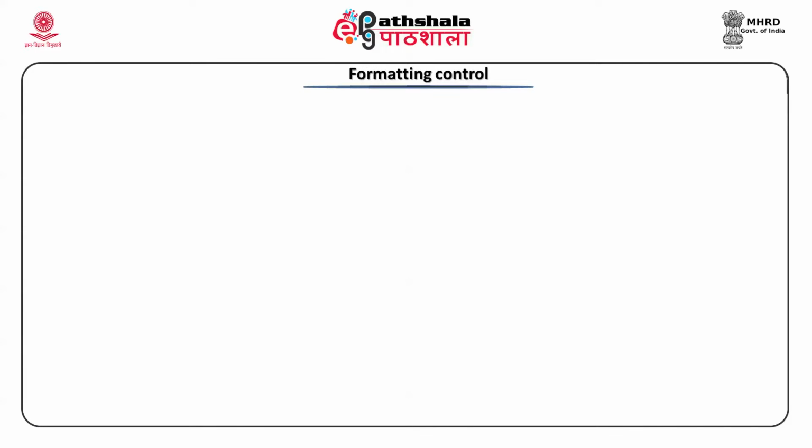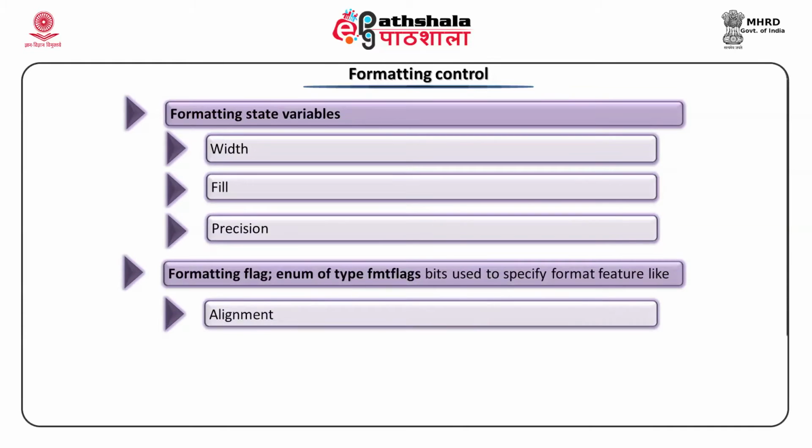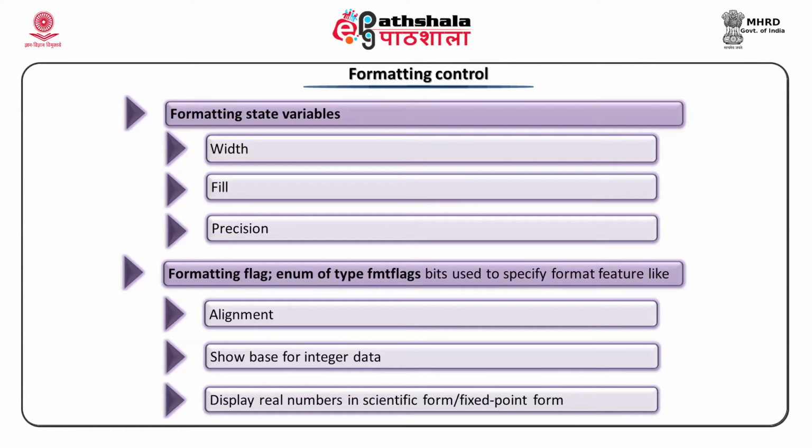Now how to control this formatting? For that C++ provides 3 state variables: width, precision and fill, and it also provides one formatting flag, which is of the type enum fmtflags containing all the bits, and individual bits we can set for different requirements. In C++ we can do formatting using ios member functions as well as using manipulators.